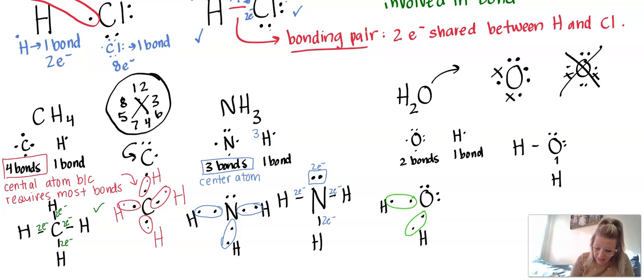And again, we go back in and we loop and do our electron check. So 2 electrons, 2 electrons. Each hydrogen is satisfied, and oxygen has these lone pairs off to the side. So we have a total of 8 electrons going around.